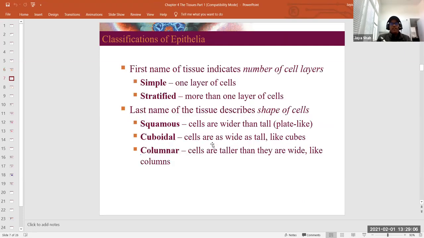Okay, classification of epithelium. Epithelium classification is based on two things: how many layers of cells there are, and what type of cells there are. If there is only one layer of cells, we call them simple. If there is more than one layer, we call them stratified. If the cells are flat, we call them squamous. If cells are as wide as they are tall, we call them cuboidal. If the cells are taller than they are wide, we call them columnar.